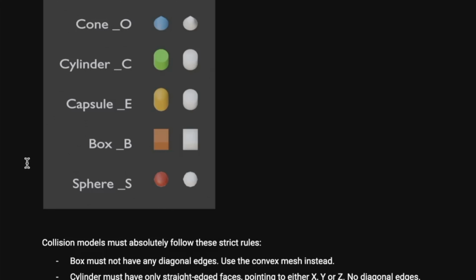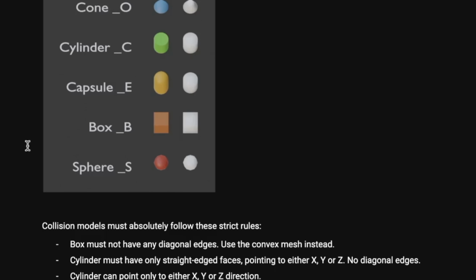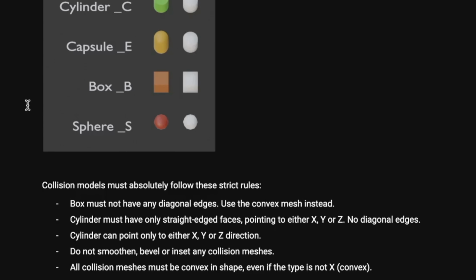Box must not have any diagonal edges. Use the convex mesh instead. Cylinder must have only straight edged faces pointing to either X, Y, or Z, and no diagonal edges. Cylinder can point only to either X, Y, or Z direction. Do not smoothen, bevel, or inset any collision meshes. All collision meshes must be convex in shape, even if that type is not convex.